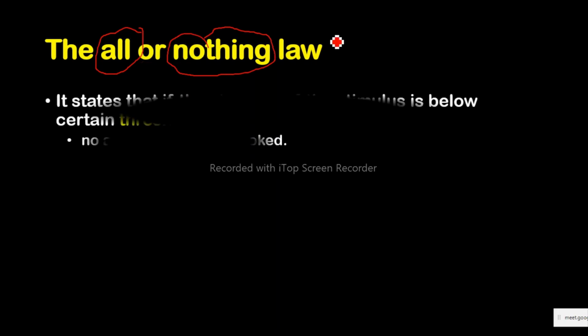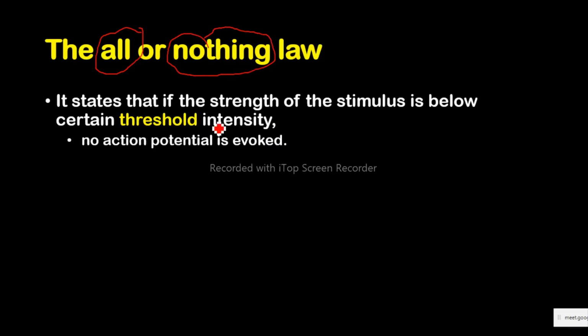Basically that's what it is. It states that if the strength of the stimulus is below a certain threshold value. Now this is just an English word, but we borrow it. This value is the minimum value required for an action potential to be evoked, the minimum intensity of the stimulus that is required for an action potential to be evoked.